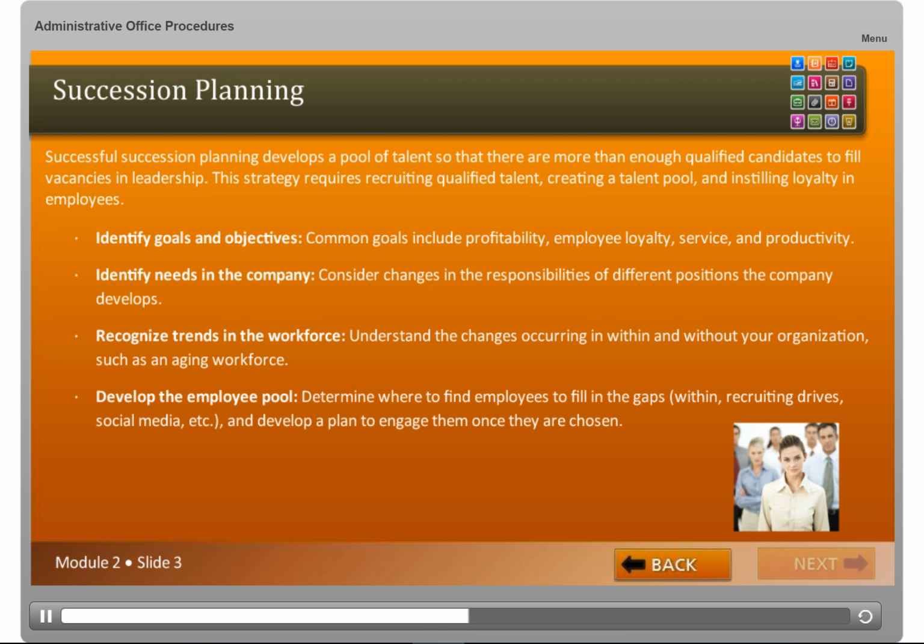Identify needs in the company. Consider changes in the responsibilities of different positions the company develops. Recognize trends in the workforce. Understand the changes occurring within and without your organization, such as an aging workforce. Develop the employee pool. Determine where to find employees to fill in the gaps within, recruiting drives, social media, etc., and develop a plan to engage them once they are chosen.